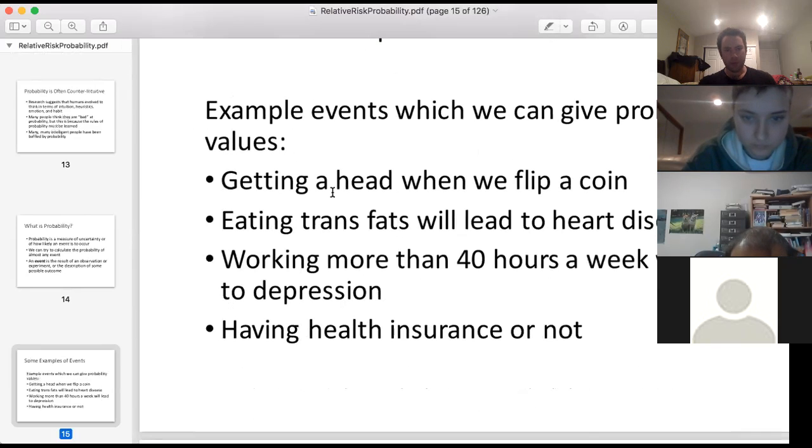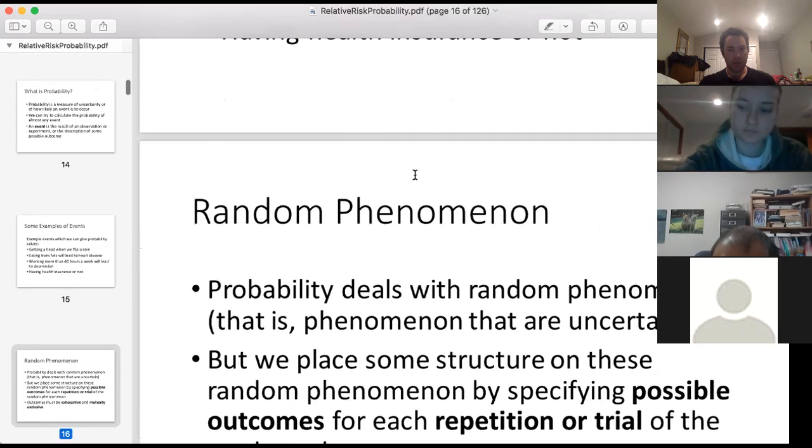So that's an example event: we can find the probability of getting heads when we flip a coin. Because there are two choices, heads or tails, the probability of getting heads is 1 out of 2, or 50%. We can also look at some other examples of probabilities, like how likely eating trans fat is to give you heart disease, or will working more than 40 hours a week lead to depression?